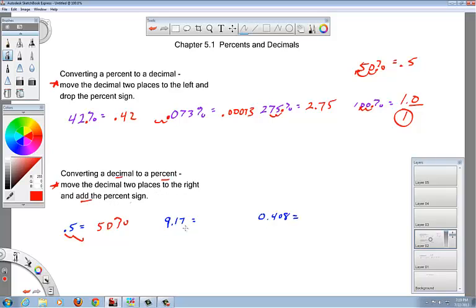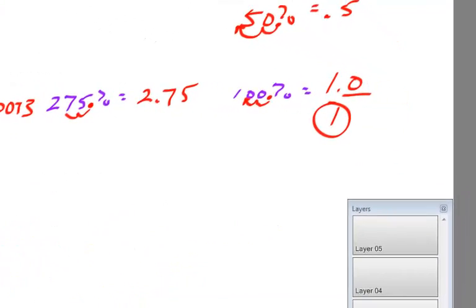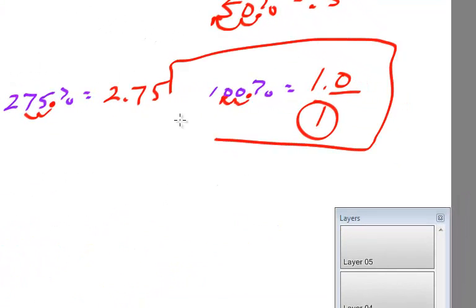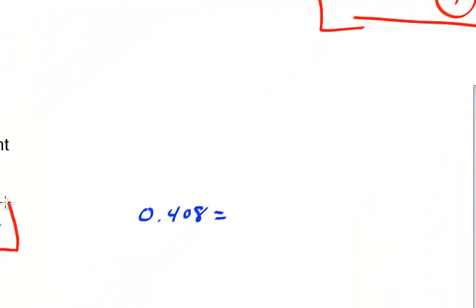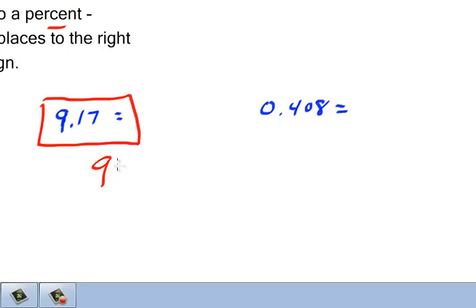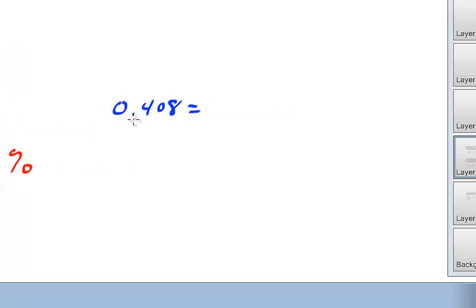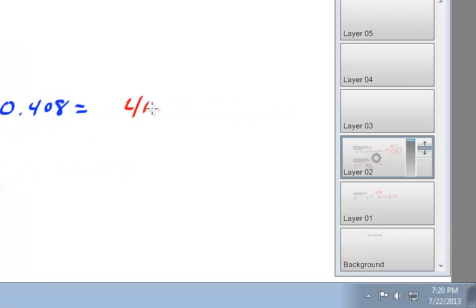So 9.17. Again, don't ever forget this one right here. 100% is 1.0. So 9.17 is 917%. You don't have to put the decimal in here. If you put it in there, that's not technically wrong, but it's just not cool at all. Okay, so we go with this one and we move it 2 places back, and that's 40.8%.